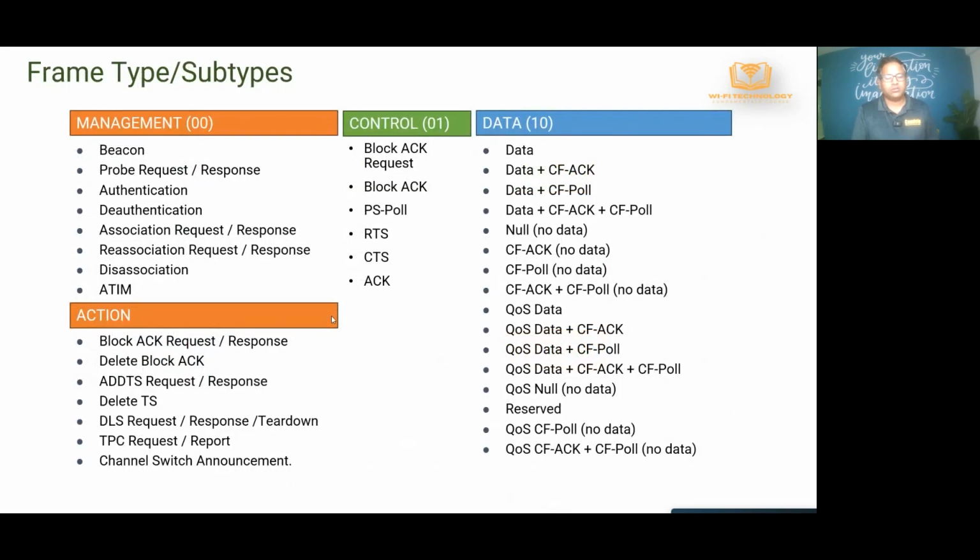Okay, so to summarize again, frame types and subtypes, there are 3 frame types. That is the management frames, control frames, and then there are the data frames, right? The management frames have all these subtypes like beacons, probe requests, responses, authentication, association, disassociation, and all of that. And a lot of what you're seeing here is from the base .11 standard, ABG, Wi-Fi 1, Wi-Fi 2 days.